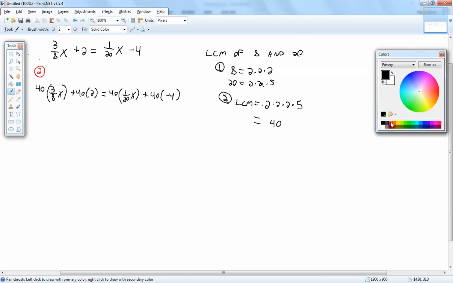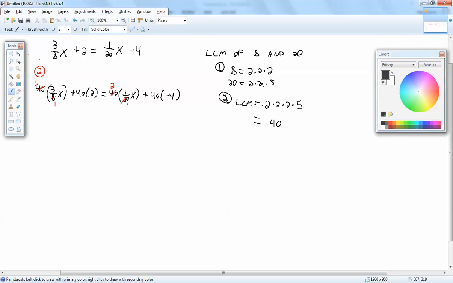And let me use my mouse here. The 40 and 8 are both divisible by 8. So 8 divided by 8 is 1. 40 divided by 8 is 5. Now over here, 20 and 40 are both divisible by 20. 20 divided by 20 is 1. 40 divided by 20 gives us 2. You'll know you picked the right LCM if all of your denominators have become 1's at this point, have disappeared.